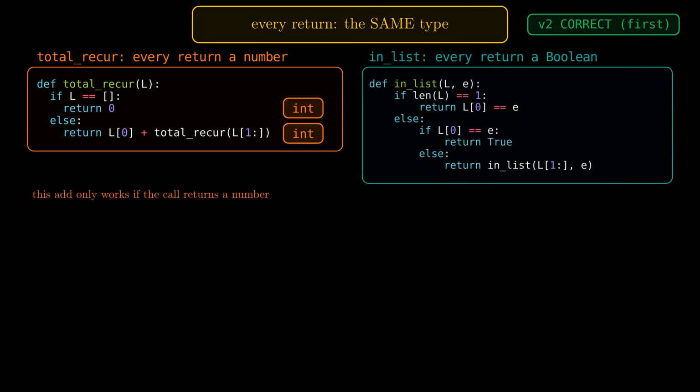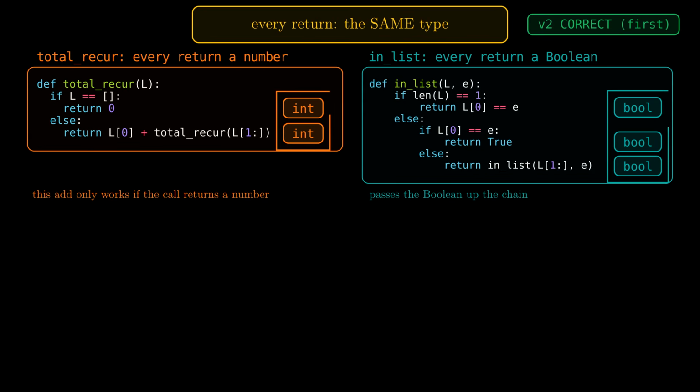Now look at in list. The length 1 base case returns a Boolean comparison. The early exit returns the Boolean true, and the recursive step returns whatever the recursive call returns. It simply passes the Boolean back up the chain of command. Numbers everywhere in one function. Booleans everywhere in the other.